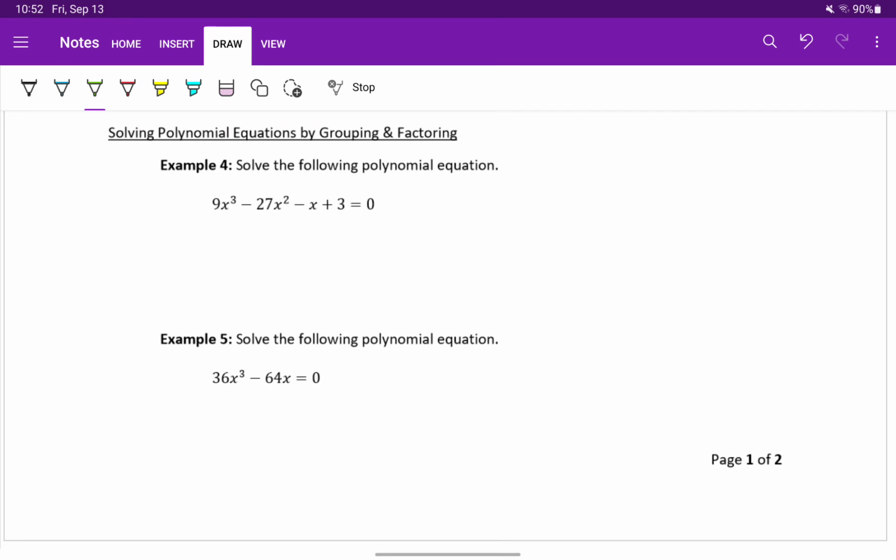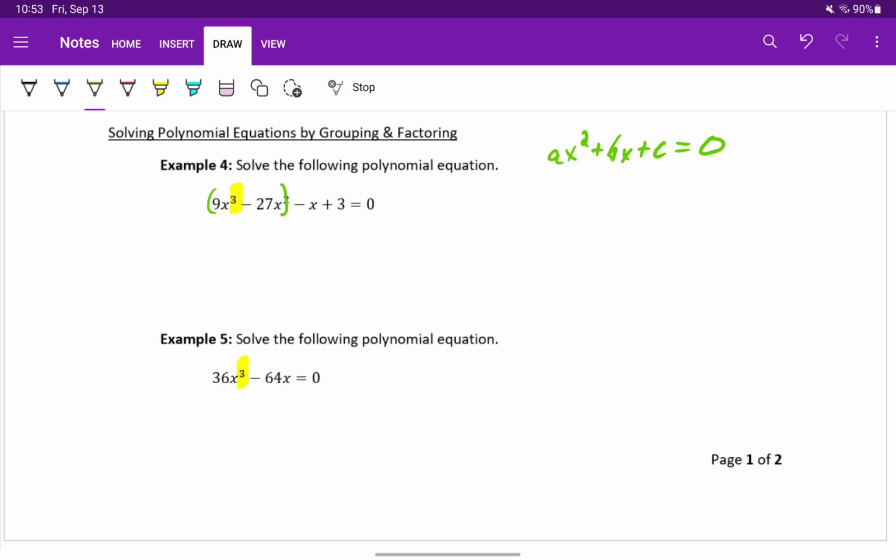In the next two examples, we want to solve a polynomial equation. If we think back to the quadratic formula, that was something that we could use to solve a polynomial of the form ax squared plus bx plus c. So that was a second degree polynomial. Now we're dealing with a third degree polynomial in each of these cases. So the quadratic formula doesn't work. We need another approach. And in this case, what we're going to do is look at factoring this by grouping.